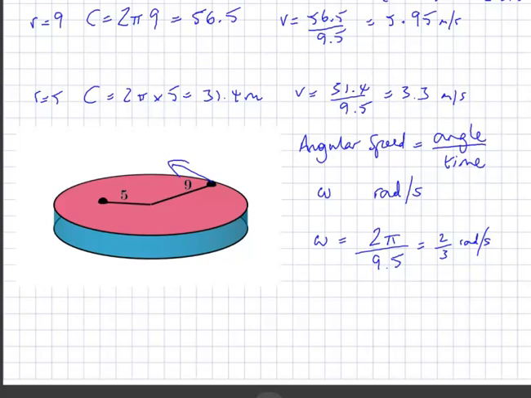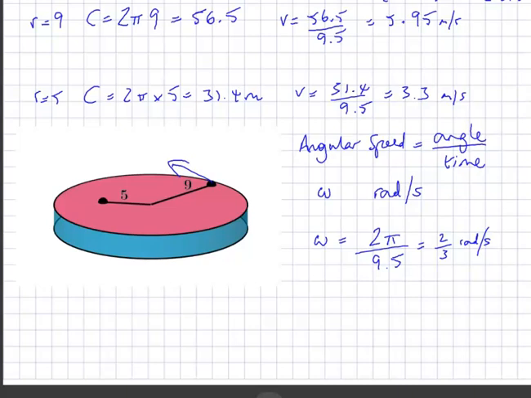So we could talk about these two objects both having different velocities. The velocity is 5.95 for the 9 meter away person. The person that's 5 meters away is traveling at a speed of 3.3 meters per second. So I have different velocities in terms of a speed, okay, but their angular speed is the same because they're on the same object that's rotating at the same speed.